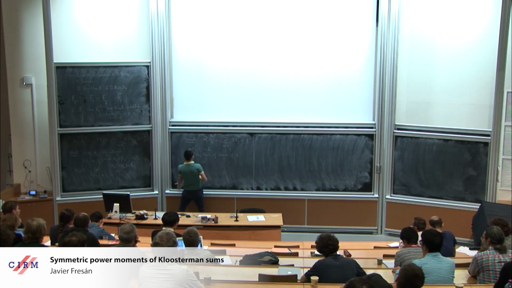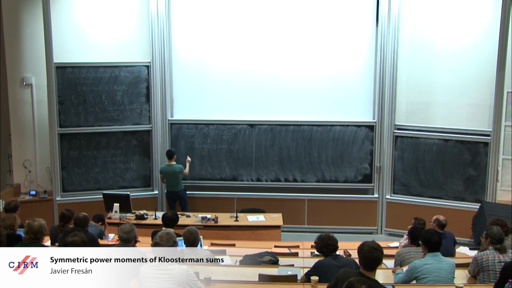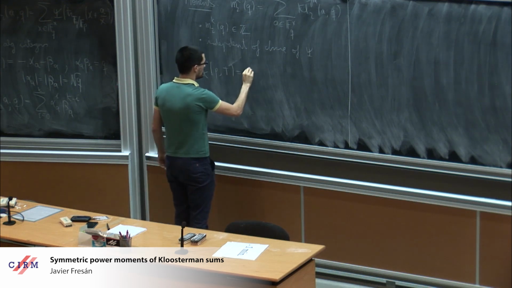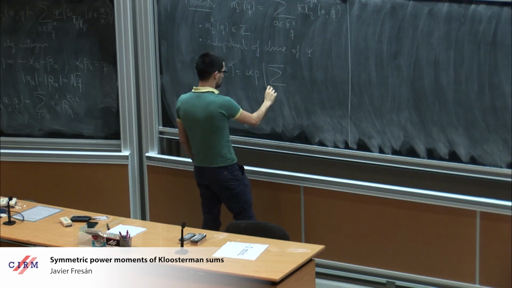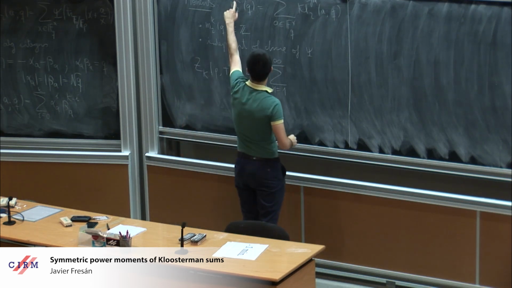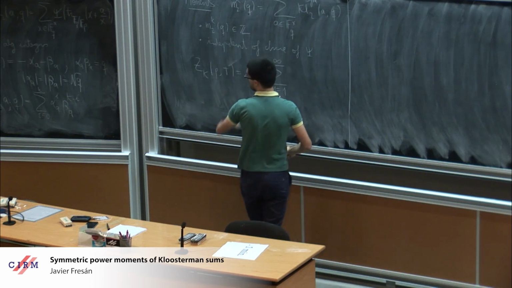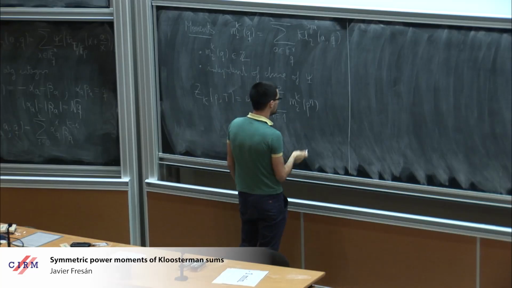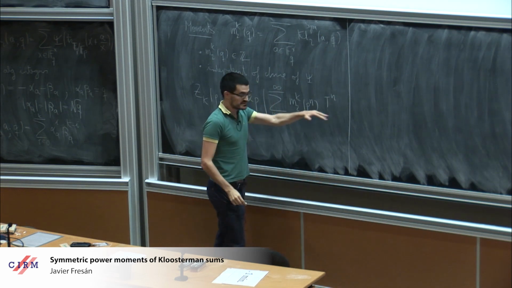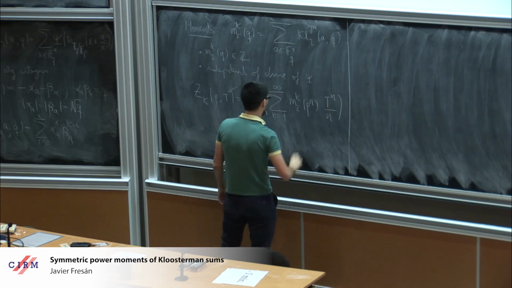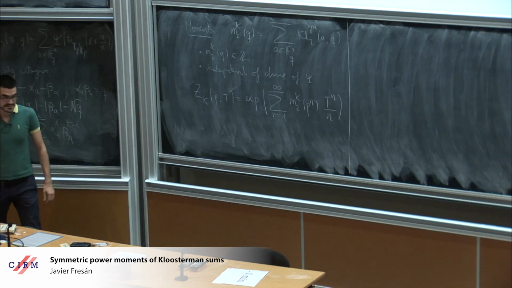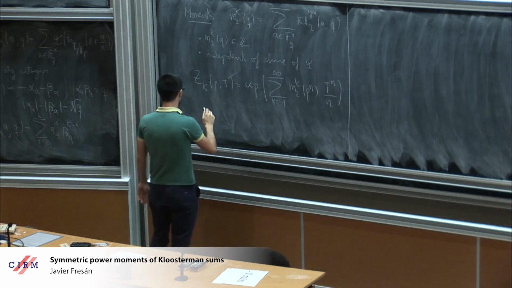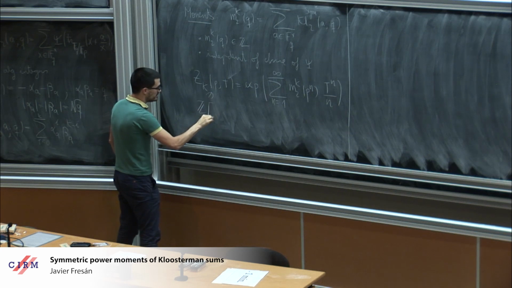Okay, and then what do we do with these numbers? We are going to put them in a generating series. So I look at the exponential of the sum of the moments as q runs over all powers of p. And then as usual, the best normalization is to put T^n divided by n. And then this a priori formal power series, it's indeed a polynomial. So this is a polynomial with integer coefficients.